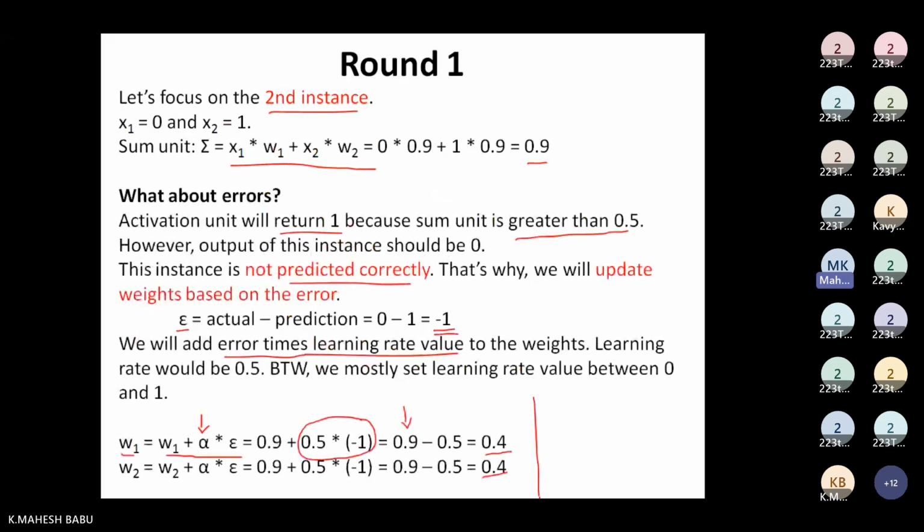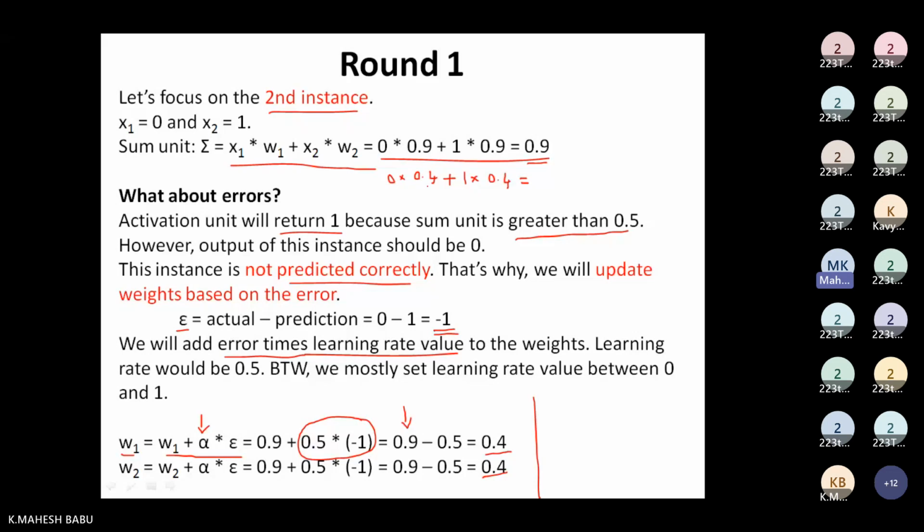Here apply the same. These calculations are going to be done in a different way. x1 is 0, so 0 into what is the value? The new updated value 0.4, yes or no? Plus 1 into 0.4. What is the value now? Anyone?